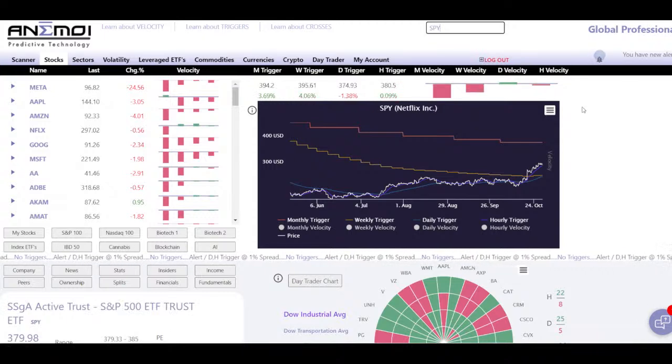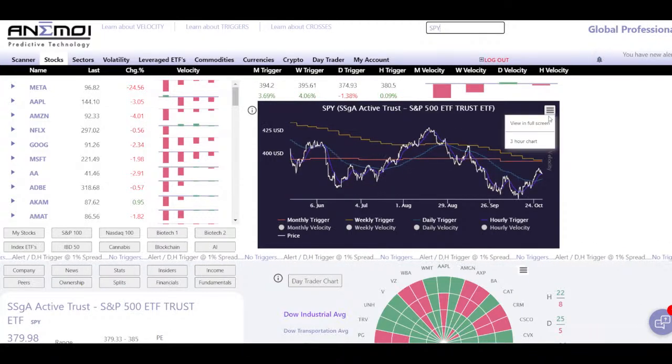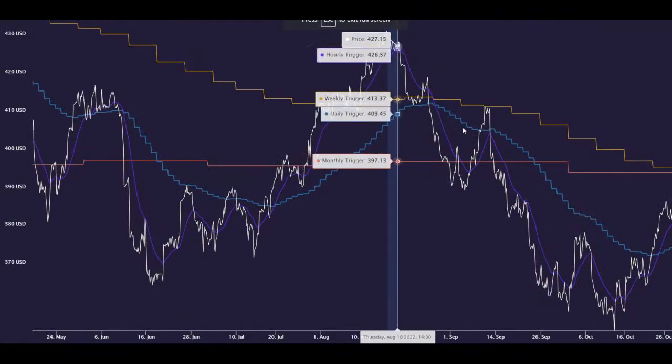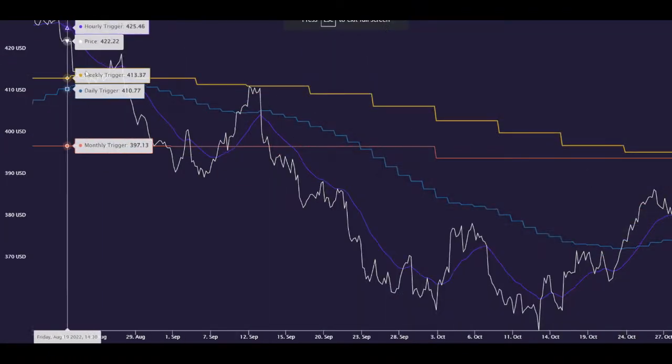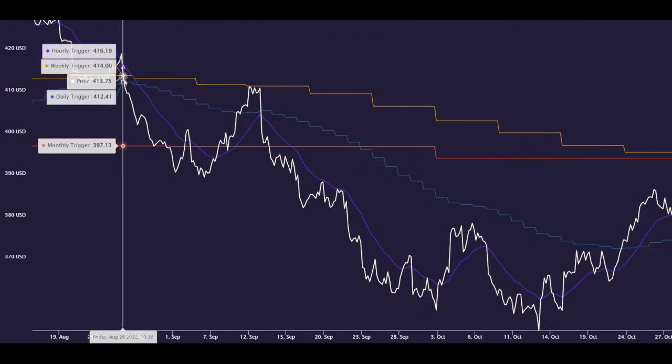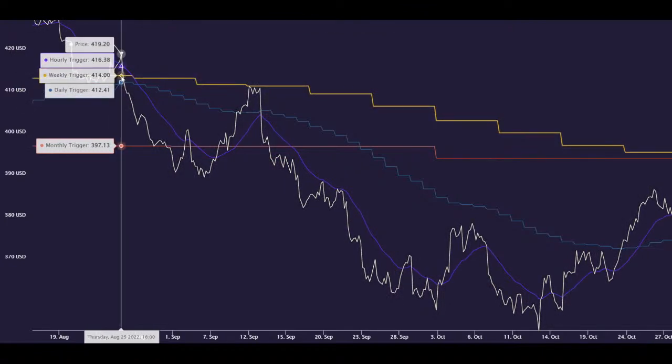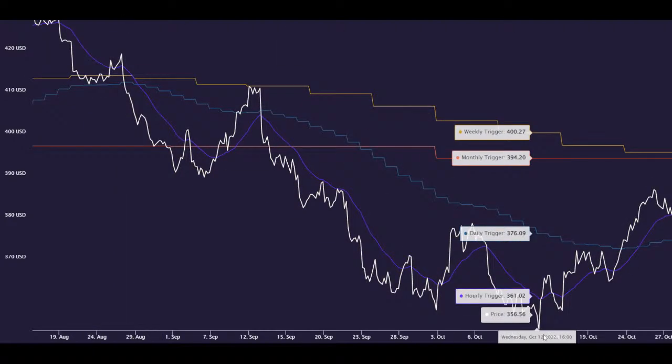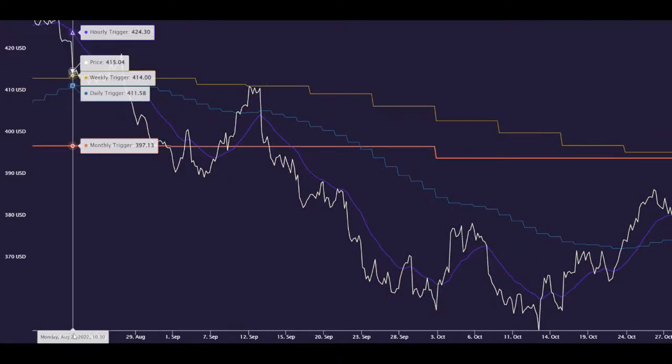Let's look at SPY, and this is how we knew to go short SPY all the way back here. All right, so let's zoom in. You see how the hourly trigger, the weekly trigger, and the daily trigger were all clustered together? This was when price was 419, okay? And price sold all the way down to 352 on this 3-trigger cluster setup.